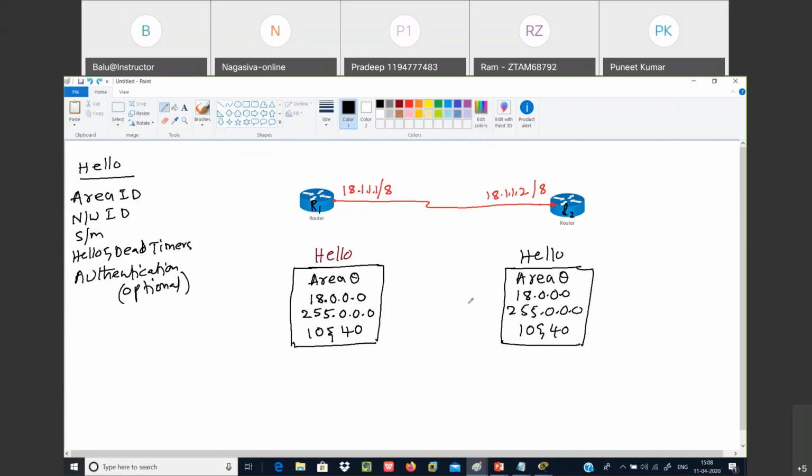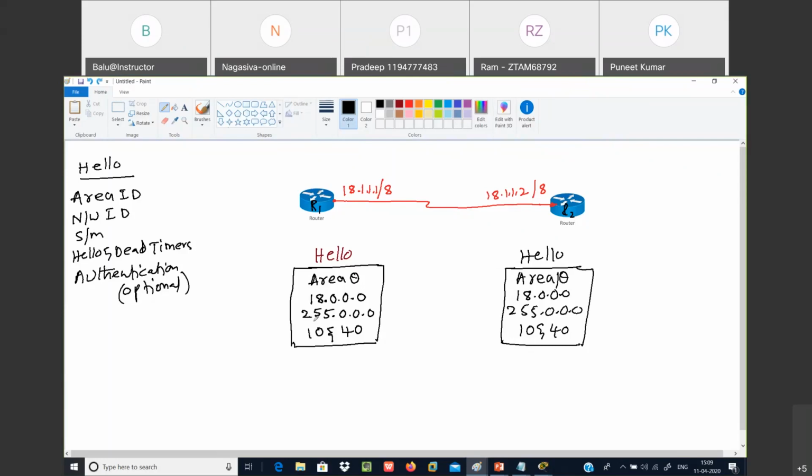So what should match to form the neighbor? Area ID should match. If R1 area is 0, and R2 area is 10, they can exchange hello packets, but the hello packet is not matching. No neighbor. Like area ID should match. Now network ID. Like R1 network ID is 18.0.0.0. Now R2 network ID should be 18.0.0.0. If it is 98.0.0.0, they can exchange hellos, but hello packet is not matching. Yeah, network ID should match.